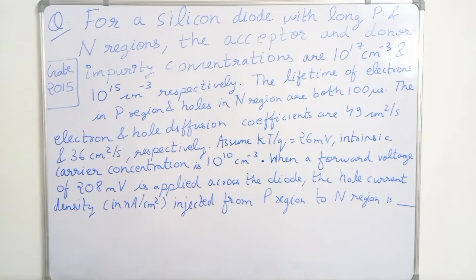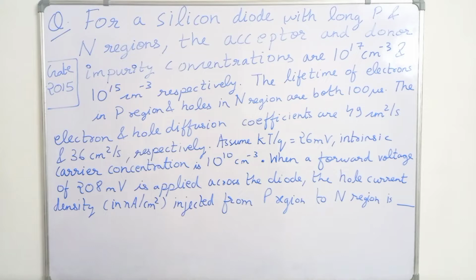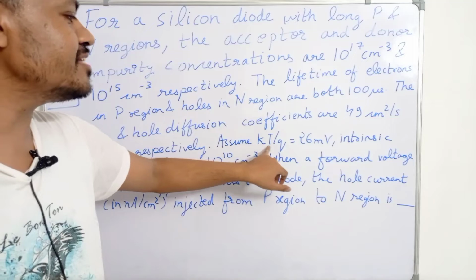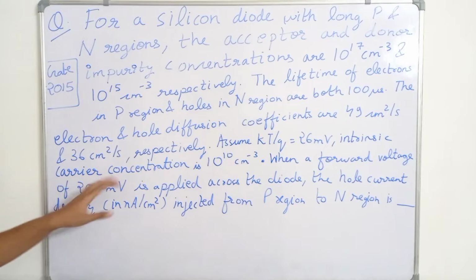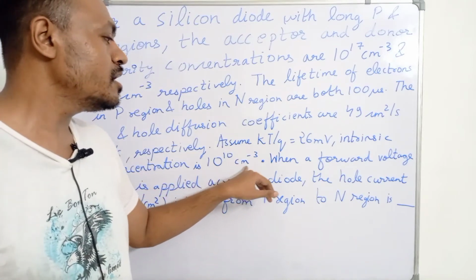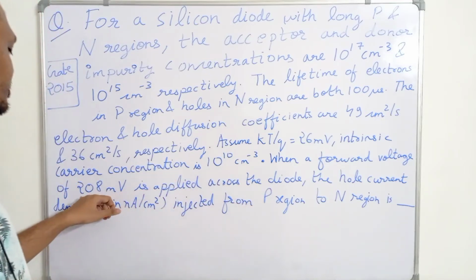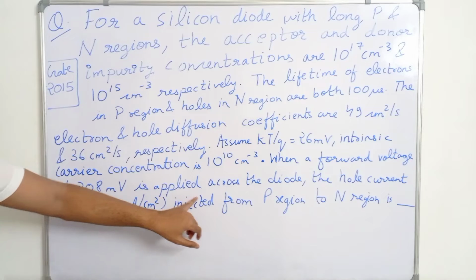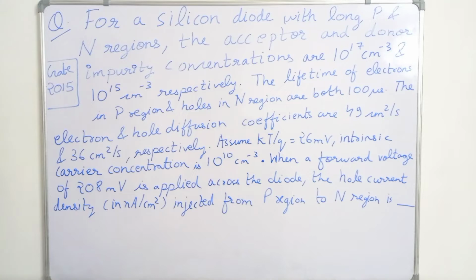Then the electron and hole diffusion coefficients are given as 49 centimeter square per second and 36 centimeter square per second respectively. So assume kT by q, which is the thermal voltage, is given as 26 millivolt. Intrinsic carrier concentration is given as 10 to power 10 per centimeter cube. Now it says when a forward voltage of 208 millivolt is applied across the diode, then we have to find the hole current density injected from P region to N region.